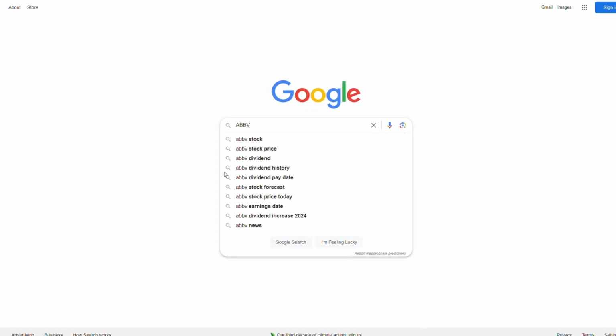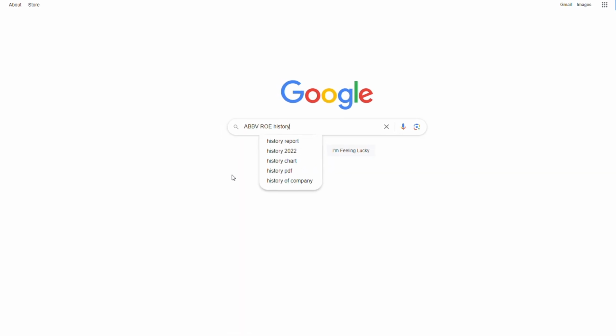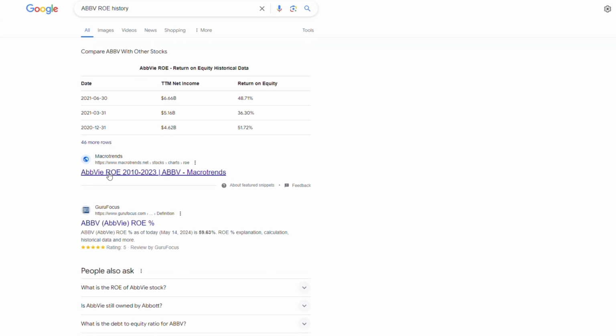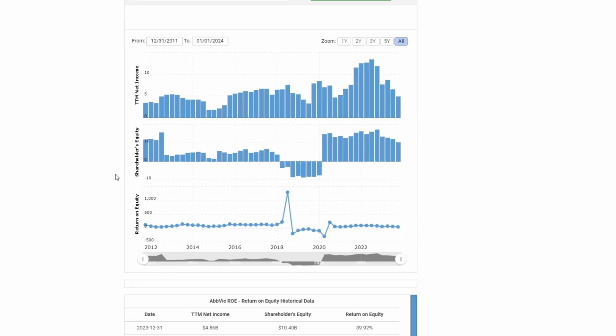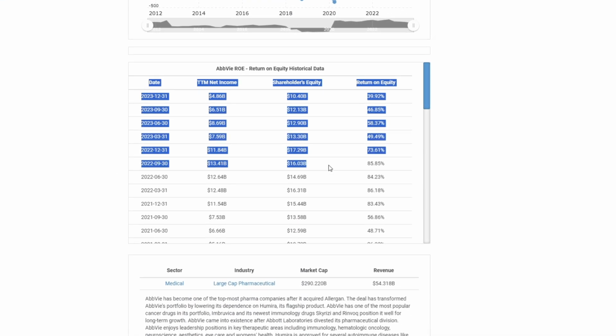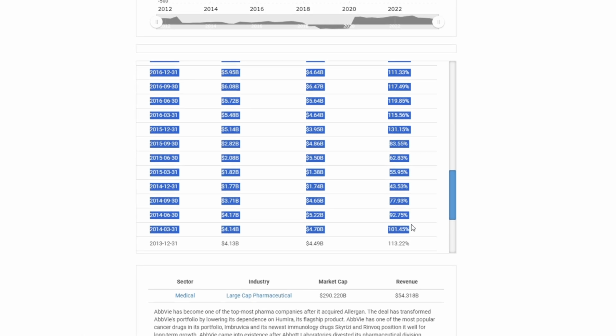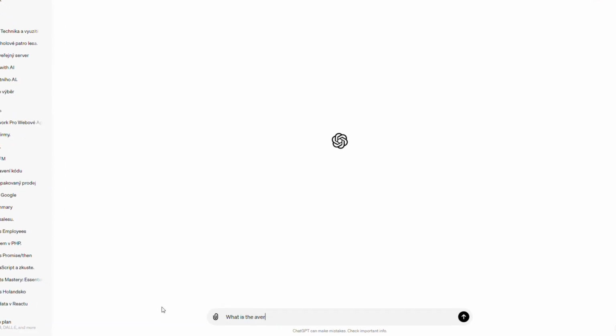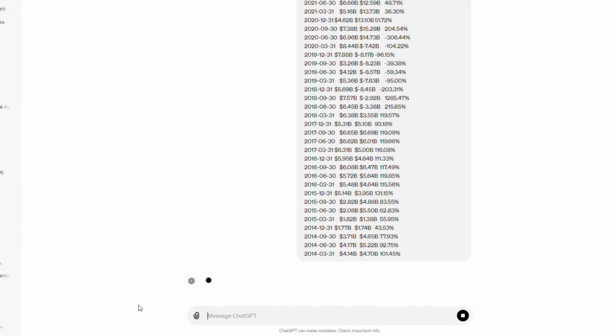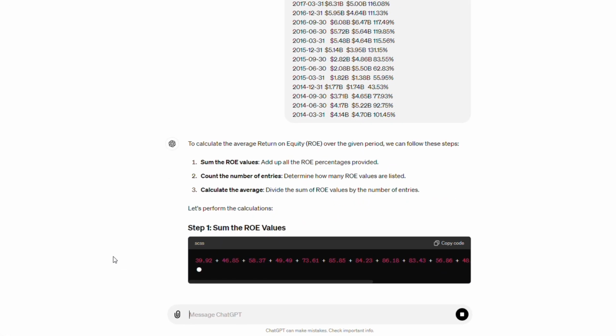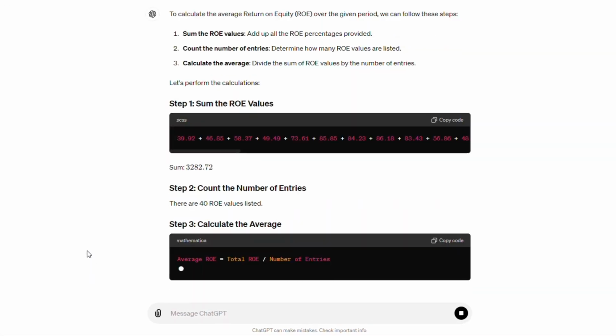How to calculate the average values of each parameter. I find an individual stock and data that is publicly available. I highlight them with my mouse and ask for the average value via ChatGPT. For example, I download ABBV stock data for the last 10 years and find that it has an average ROE of 135%. Similarly, I add all the data I have in the spreadsheet.